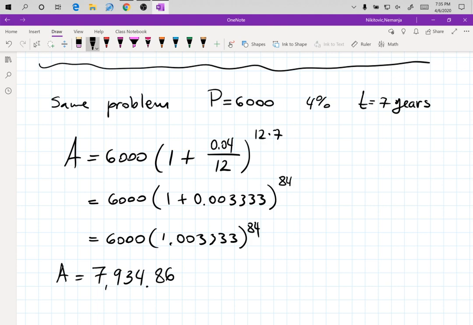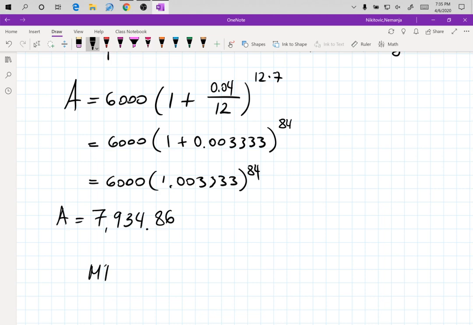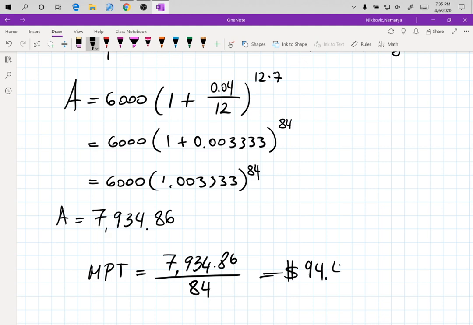$7,934.86. So now your monthly payment is $7,934.86 divided by 84 months. And that works out to be $94.46. Hey, you just knocked off $25 off each payment. $25.